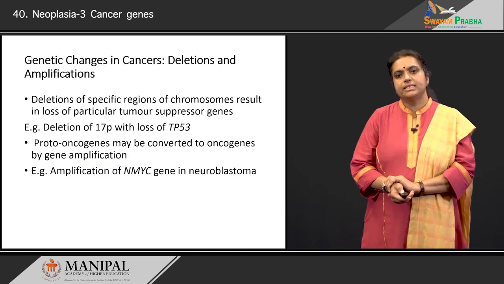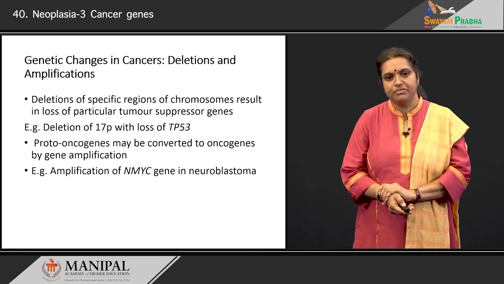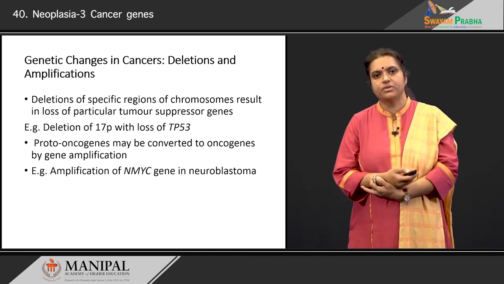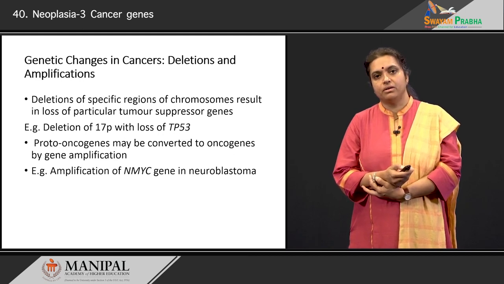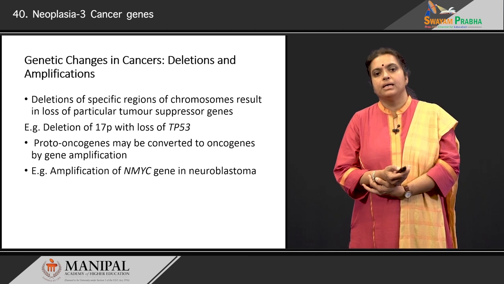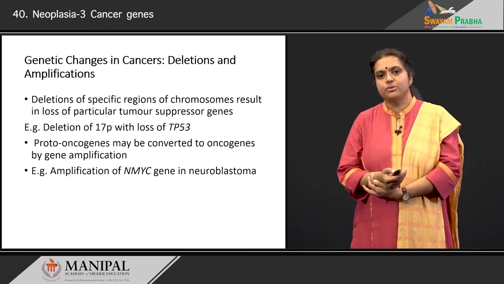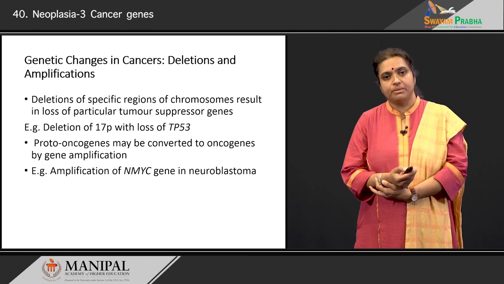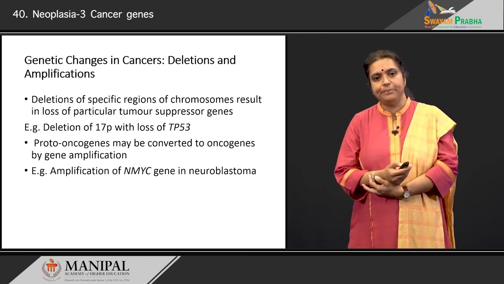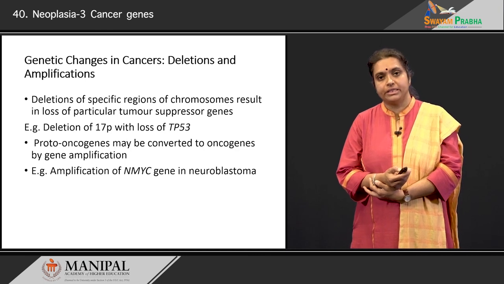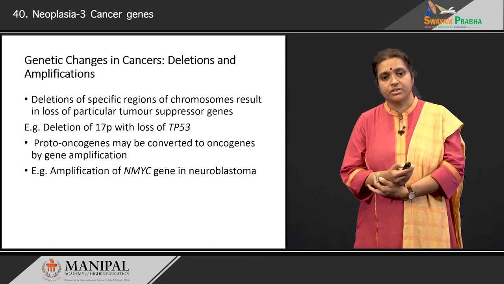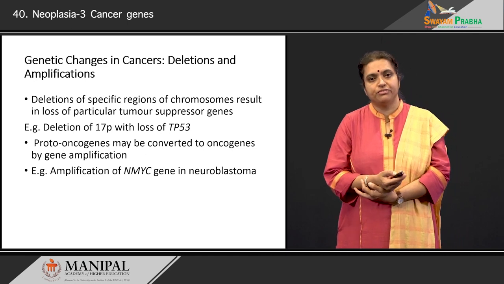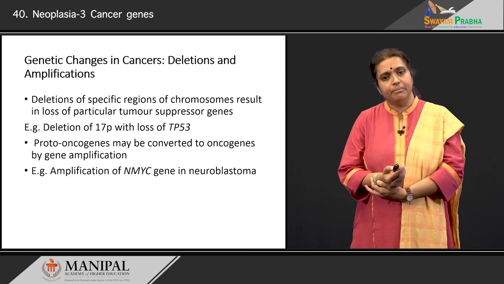Now, the other genetic changes in cancers include deletions and amplifications. Deletions usually occur in the context of tumor suppressor genes, because we now know that tumor suppressor genes have a whole lot of normal cellular functions. And deletions of these specific regions of chromosomes result in loss of particular TSGs, or tumor suppressor genes. The most famous example is the deletion of 17p, with loss of the TP53 gene within this location. And this leads to the loss of the normal function of p53 and leads to the cell becoming malignant.